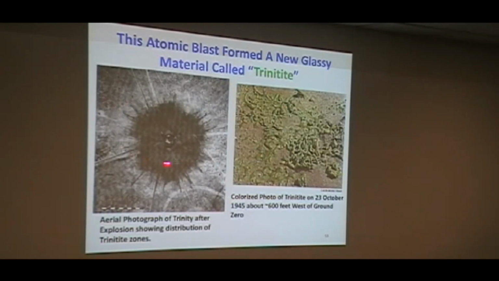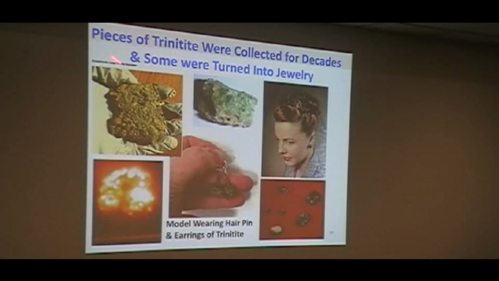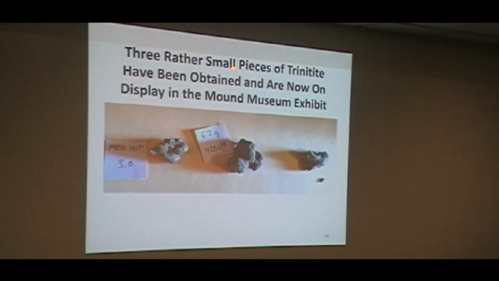This is the blast area here, and it was covered with this greenish glass that was formed from the melted sand. It had a very low level of radioactivity, but it did have some. In the late 1940s, this became very popular stuff. These are some examples. It was made into jewelry, hair pieces. You could buy it. It was sold as display. We obtained a few small samples, three little samples here. These are counts per minute, so they're not particularly hot, but they are examples.